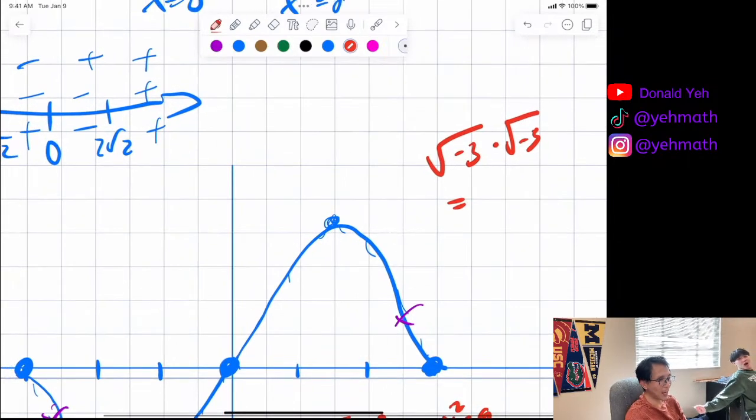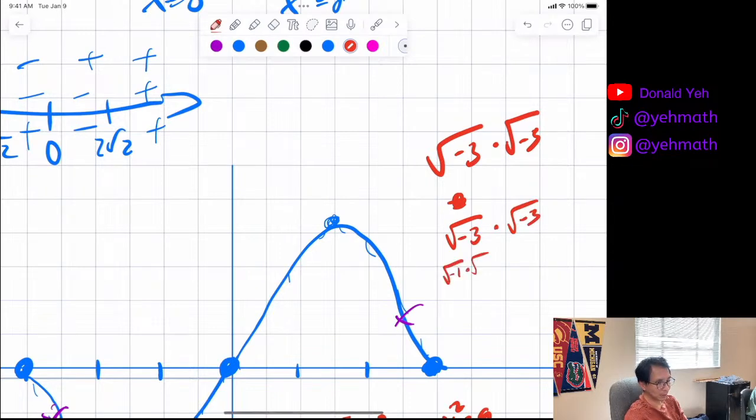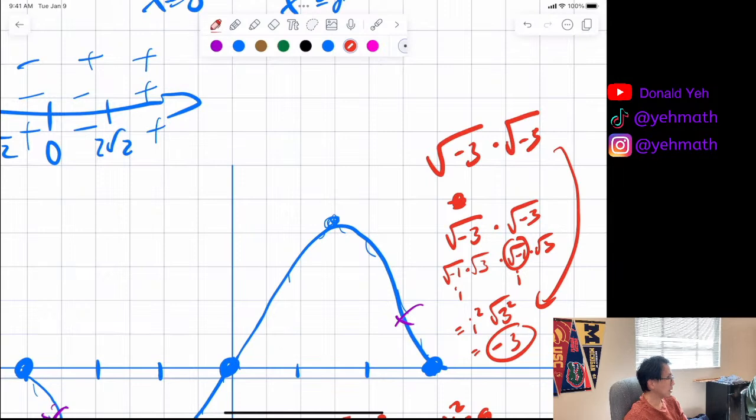Some people say, oh yeah, I can multiply those together to get the square root of 9, which is 3. But technically that rule is wrong, because the rule also says if they're both negative, you have to change to the square root of -1 times the square root of 3 times the square root of -1 times the square root of 3. This gives i times i, which is i squared, times the square root of 3 squared, which is 3. And i squared is -1, so it's -3. So this is -3, not positive 3.